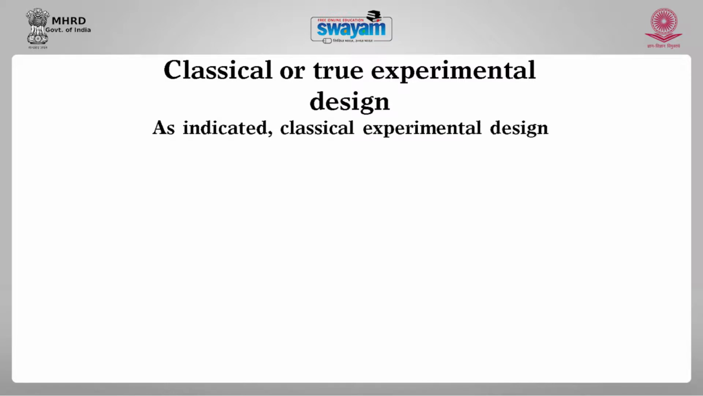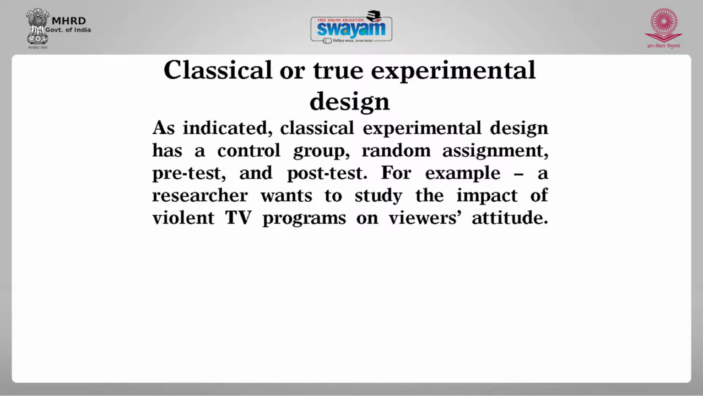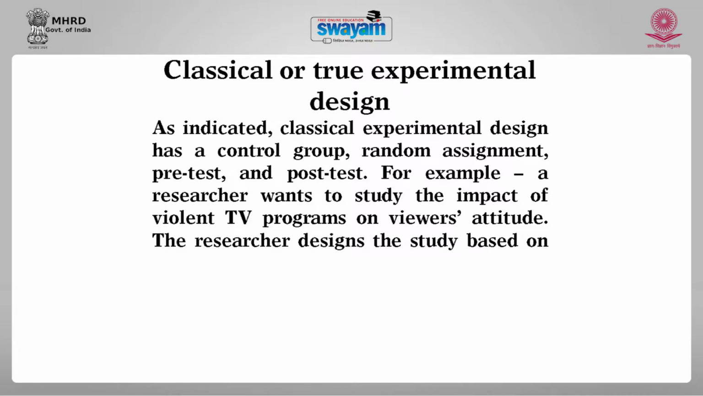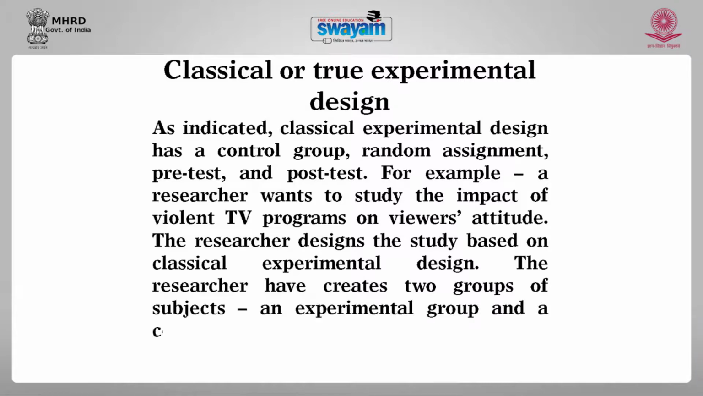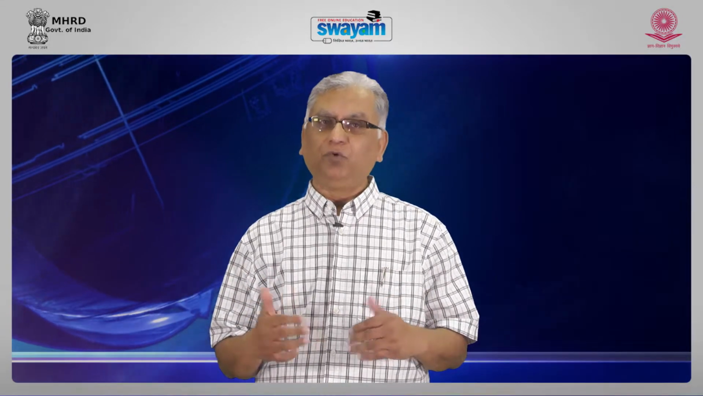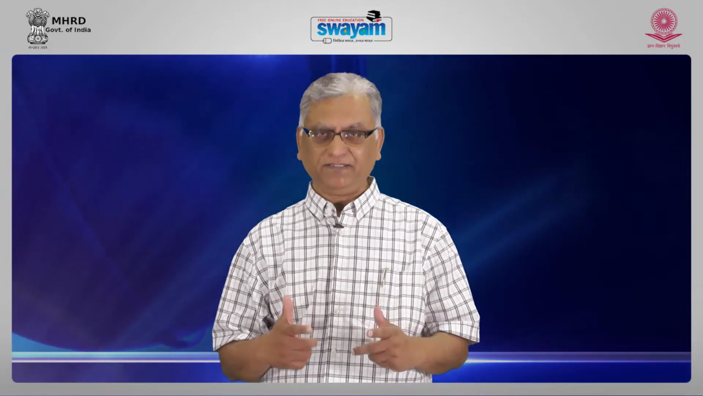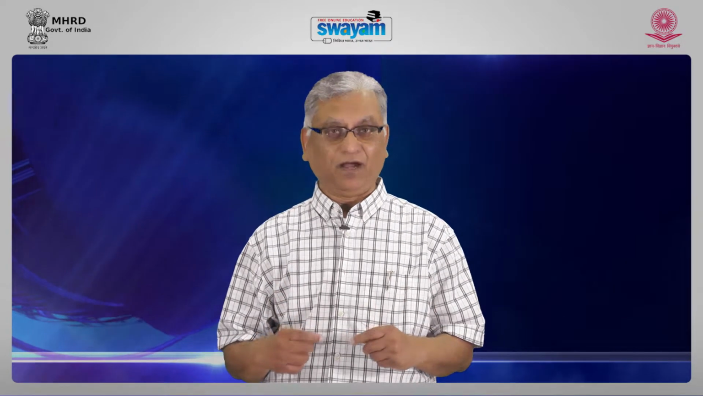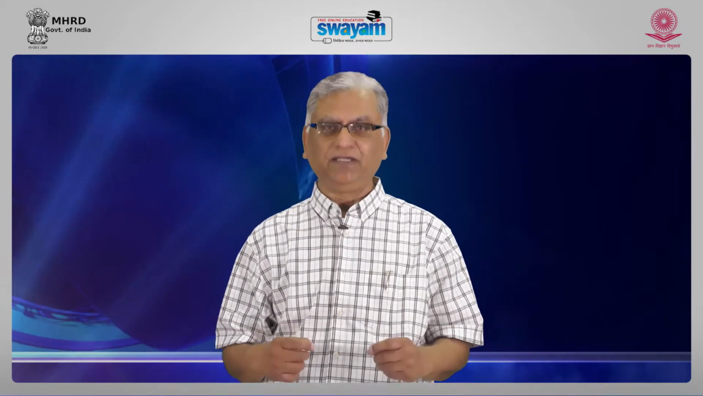As indicated, classical experimental design has a control group, random assignment, pre-test and post-test. For example, a researcher wants to study the impact of violent TV programs on viewers' attitude. She designs the study based on classical experimental design. She creates two groups of subjects, an experimental group and a control group, and assigns subjects to these groups randomly. She then conducts a pretest of both the groups to measure the attitude of the subjects. The experimental group then receives the treatment, that is, it watches the violent TV programs.